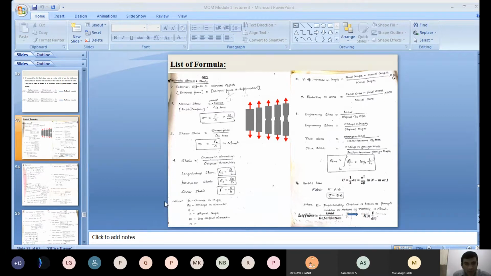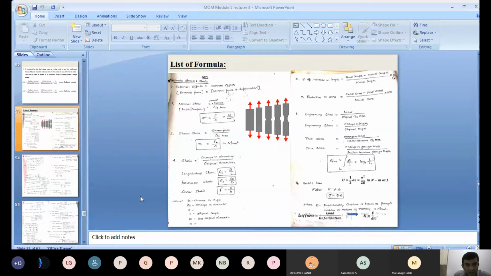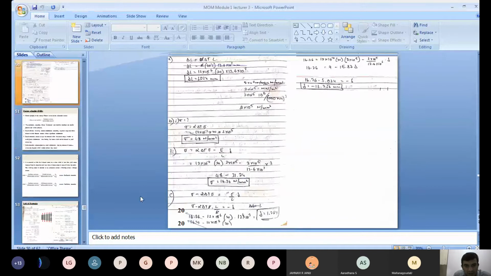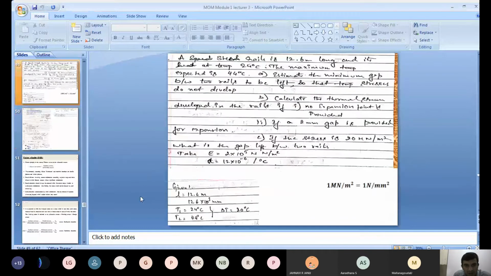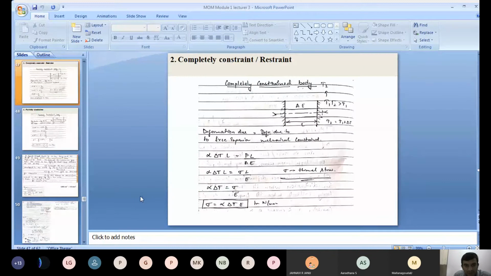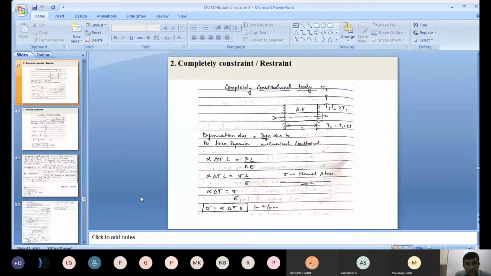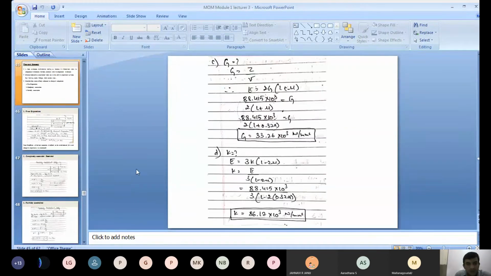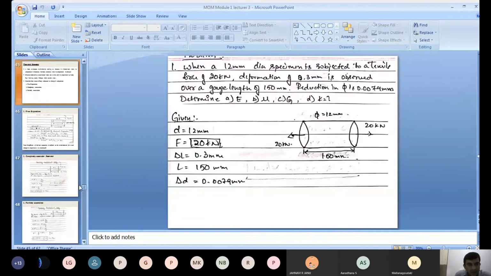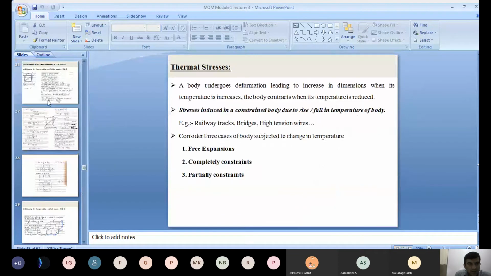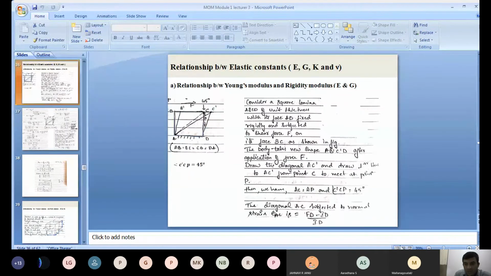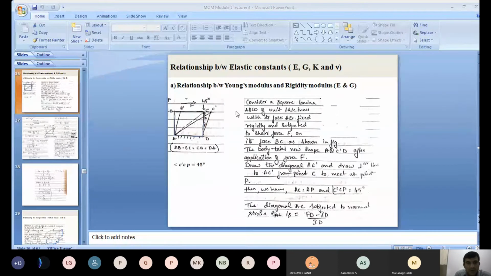For example, okay, 1 minute. I'll show that directly. I'll go to that. The relation between Young's modulus and shear modulus. Yeah, now the slide is visible. Relation between Young's modulus and rigidity modulus, or shear modulus. Yes, give me response. Yes, sir.